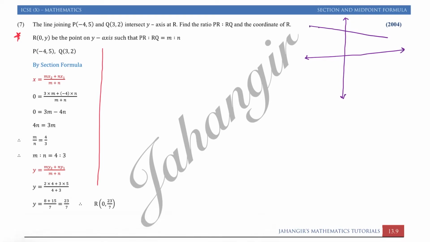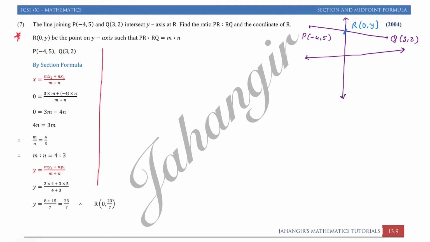So here I can write P, that is (-4, 5). This is Q, that is (3, 2). You should know how to write these coordinates. It intersects the y-axis. This is the y-axis. Let's say it is R. So its coordinate can be written as (0, y), because R lies on the y-axis. So its x coordinate is always 0.